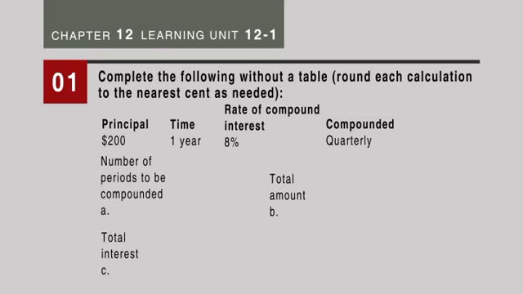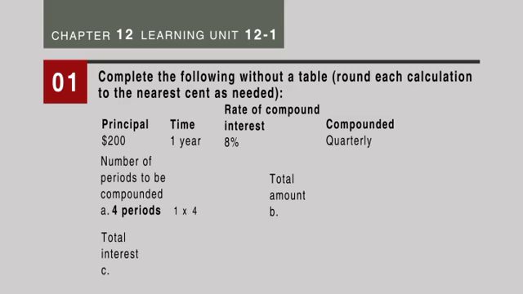So the first thing we need to do is calculate the number of periods to be compounded. Keep in mind that you're going to be looking at how many compounding periods per year times the number of years. So in this case, we have 1 year times 4, since it's being compounded quarterly, so we have 4 periods. For B, we're trying to calculate the total amount.